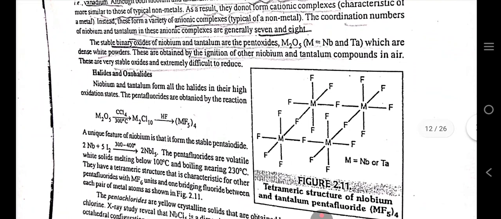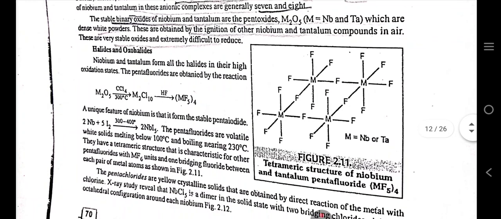Instead, these form a variety of anionic complexes typical of a nonmetal. The coordination numbers of niobium and tantalum in these anionic complexes are generally 7 and 8. The stable binary oxides of niobium and tantalum are the pentoxides, which are dense white powders. They are obtained by the ignition of other niobium and tantalum compounds in air. These are very stable oxides and extremely difficult to reduce.